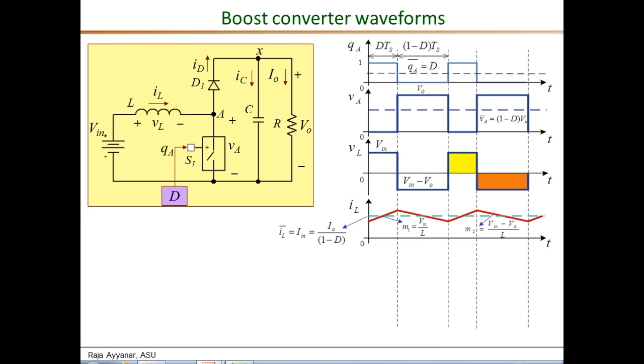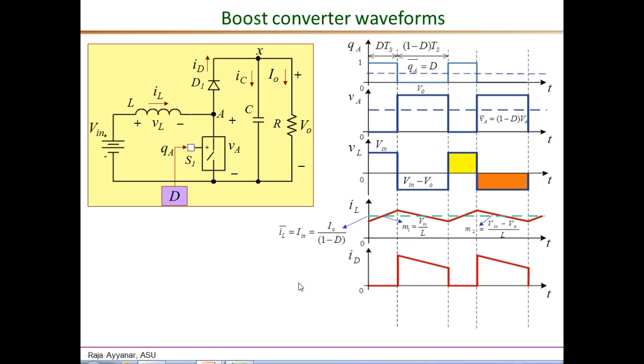Next, we will focus on the output side, especially the current through the diode D1 and the capacitor current I sub C. To draw the diode current, we realize that the diode current is exactly the same as the inductor current when the switch is off. When the switch is on, there is no diode current, since the diode is reverse biased. So during the on interval, ID is 0, and during the off interval, it is exactly the same as the inductor current, and goes back to 0 at the start of the next switching period. So that's the instantaneous I sub D.